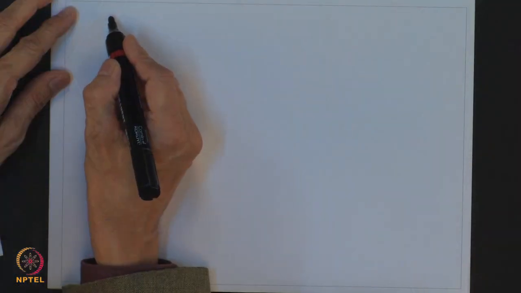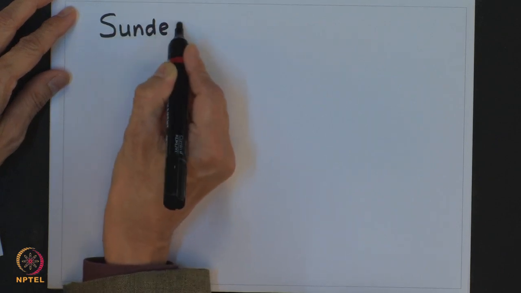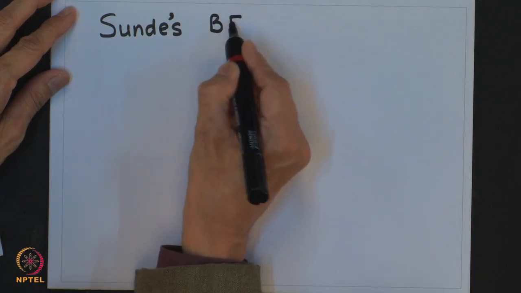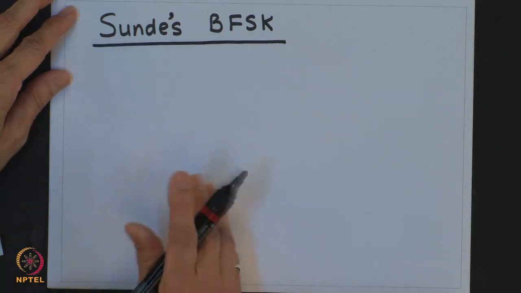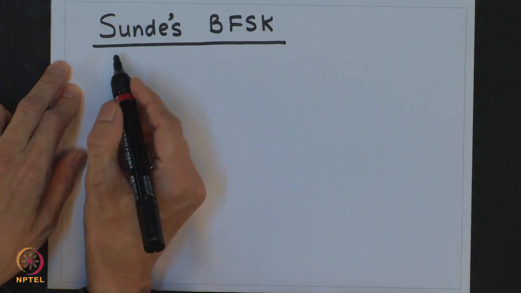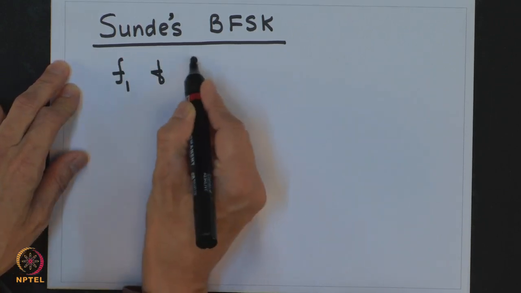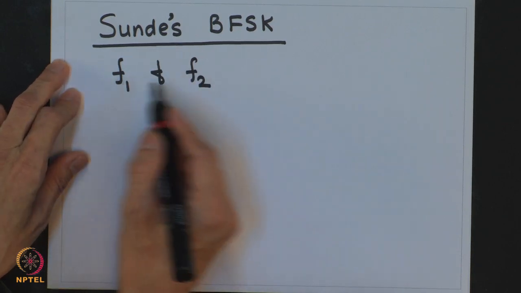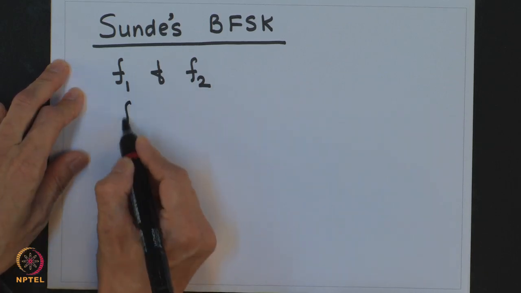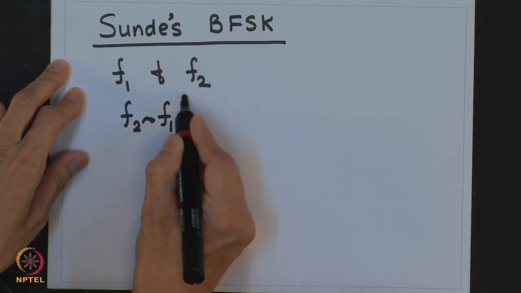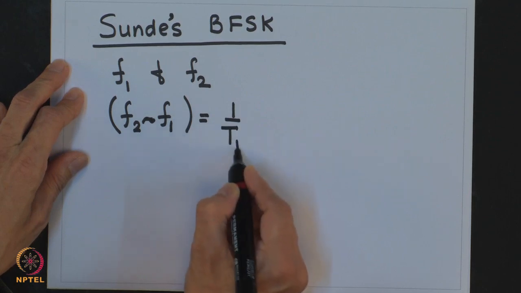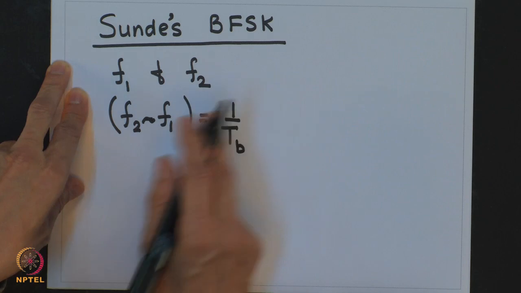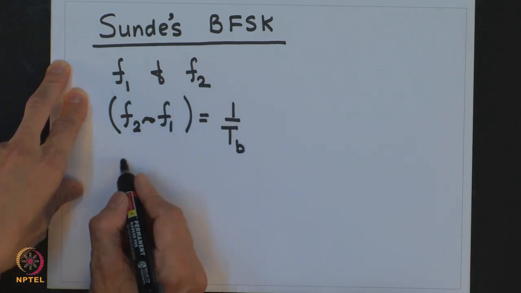Now there is a form of binary FSK which is of interest in practical application, and that special form of BFSK is known as Sunde's binary FSK. What is the property of this? It is as follows. We have 2 transmitted frequencies f1 and f2, and they differ by an amount equal to the bit rate, and the arithmetic mean equals the nominal carrier frequency f_c.